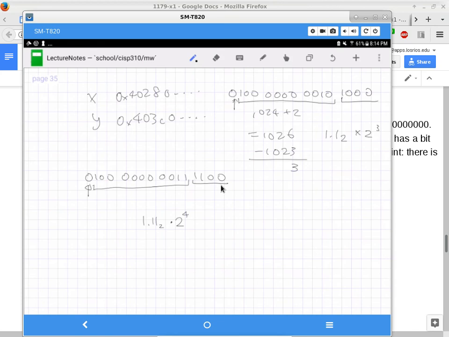Okay, so now you can carry out the division, but before you do, you can also convert this to 1.5 in base 10 times 8. And the other number over here is 1.75 times 16. So now we can do the actual division and get a result. If you run out of time, if you just give me this answer, 1.75 times 16 divided by 1.5 times 8, I will consider that 100% correct.